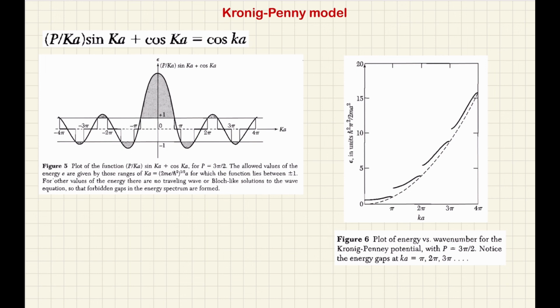Okay. Now, if you particularly plot the energy in terms of k, you can see there are gaps, energy gaps at the boundary. So, Brillouin zone boundaries basically. Okay. So this function is plotted for 3 pi by 2, and this plot is also plotted for P equal to 3 pi by 2.